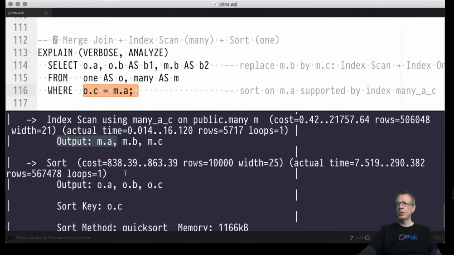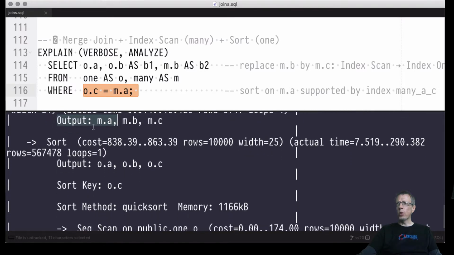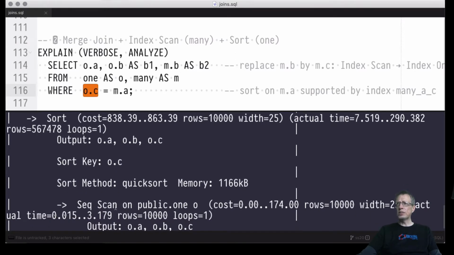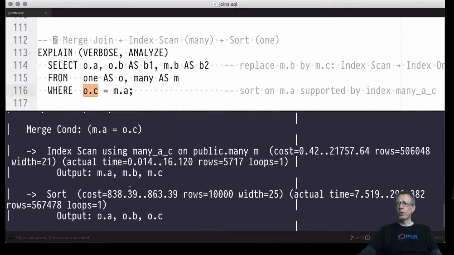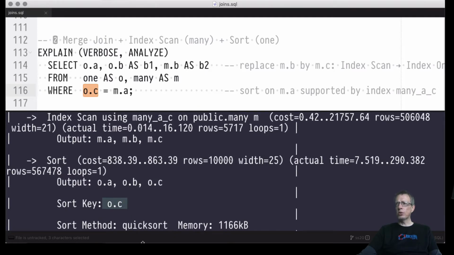On the right hand side there is the one table. The one table and its join column C don't receive index support. So what we see is a full sequential scan of the one table, followed by a sort that will enforce a C order on the rows of this one table. You see it's an in-memory quick sort. The one table is small, so sorting it does not exceed the available working memory. We can do with an in-memory sort here, which is then fed into the merge join in the correct C order. So that makes sense.